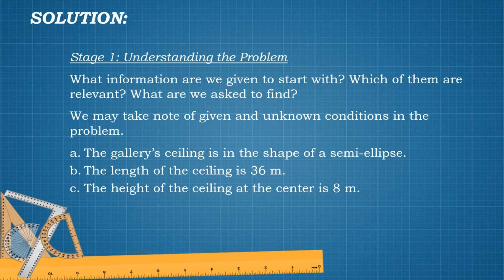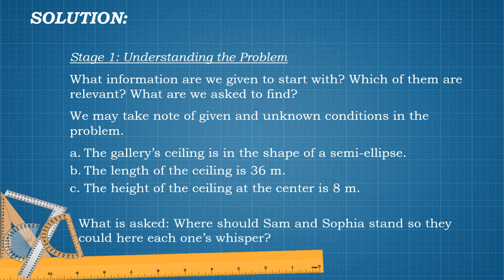So the length of the ceiling is 36 meters and the height of the ceiling at the center is 8 meters and it is a semi-ellipse in figure. So what is asked? Where should Sam and Sophia stand so they could hear each one's whisper? So like what I told you, based on the figure, kailangan Sam and Sophia should stand on the foci of the given ellipse. So now, our goal is to find the coordinates of the foci of the given ellipse.